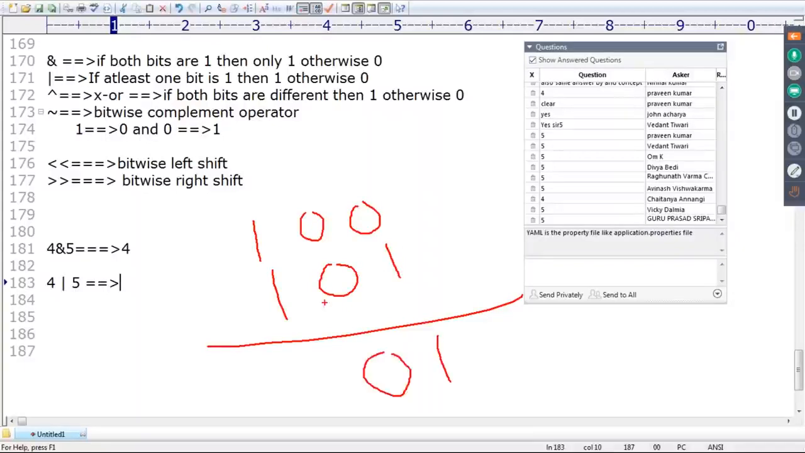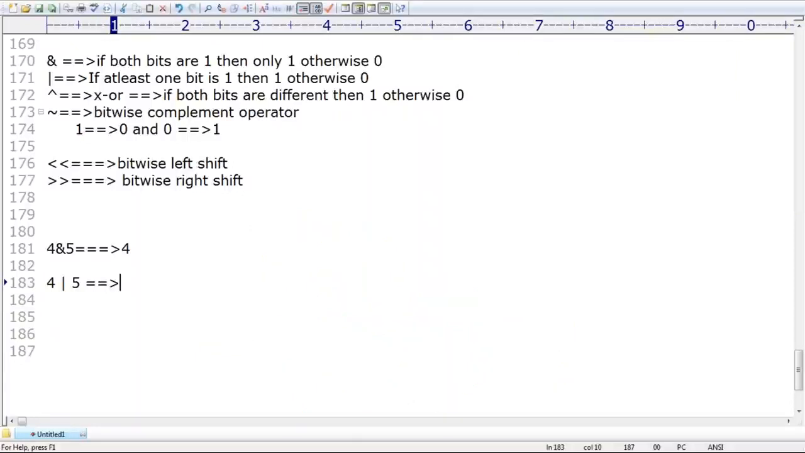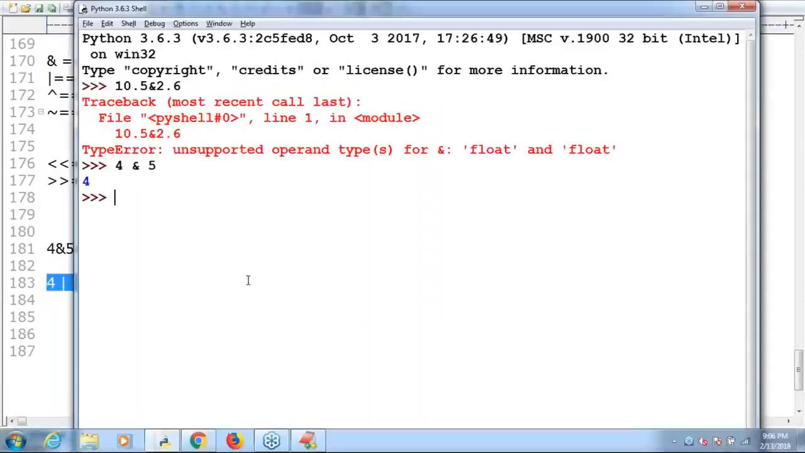Both are zeros, 0. Here both are ones. Wonderful. 1 0 1. What is the value of 1 0 1, sir? 5 is the answer. Clear? Are you able to understand? What is the output by default we are going to get, sir? For the OR operator, 5 itself is the answer. Okay, 4 OR 5, 5 is the answer.